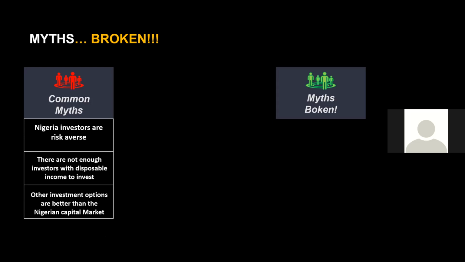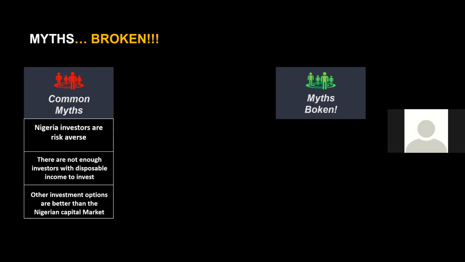One, that Nigerian investors are risk averse. They don't like risk. They just want the safe thing. They just want to buy something that's only going to go up. And therefore, because the capital market has gyrations, they don't want to touch it. Is that true or is that not true? We'll see in a minute.